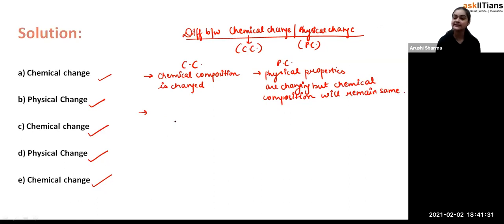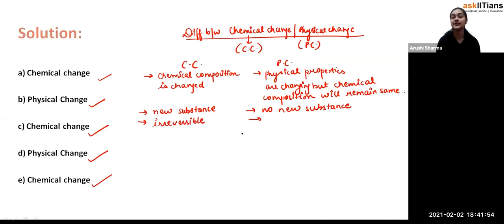Now what else have we noticed here? In the chemical changes, some new substances are formed, but in the physical change, no new substance is formed. Fine. And what else have we seen? Usually the chemical changes are irreversible in nature. And what we have observed about physical changes is that they are reversible in nature. Exactly, irreversible and reversible. Fine. So these are the differences which we are finding out here.